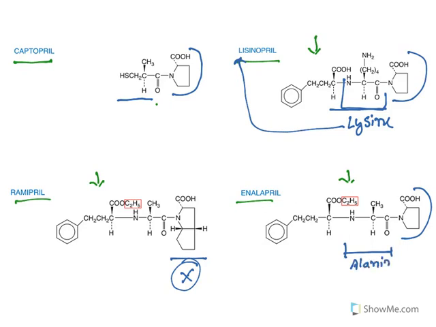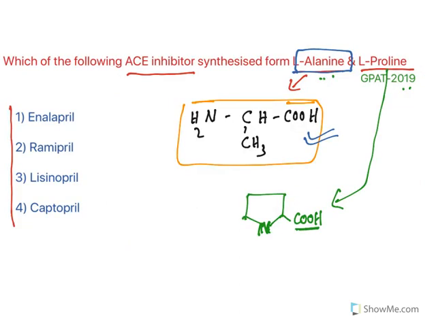This is the alanine form. So the drug which contains proline as well as alanine is enalapril. Now see, here also you have alanine, but this ring is not proline. So the answer is enalapril.